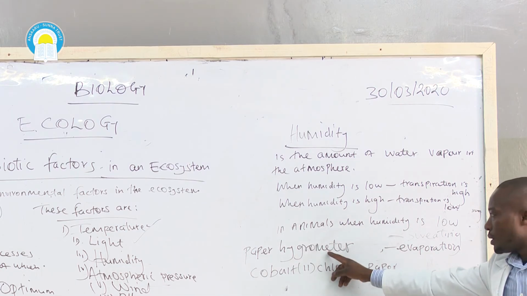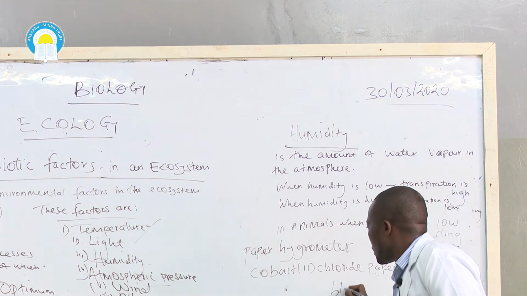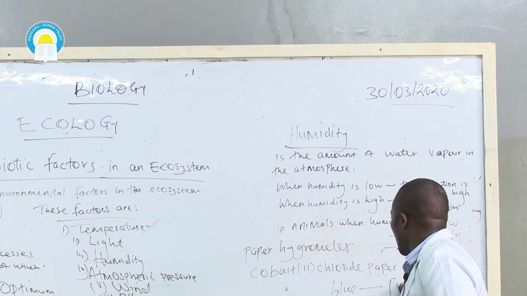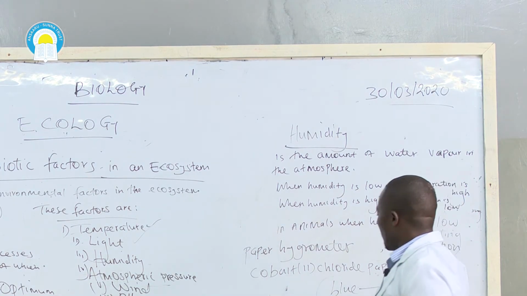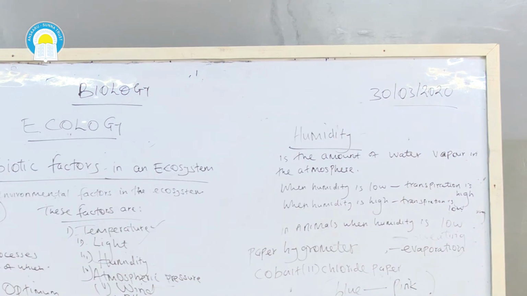whereby the paper hygrometer will become wet. The cobalt 2 chloride paper is normally blue. It turns to pink. It shows the amount of water vapor available in the atmosphere. That's the chemical test for water.